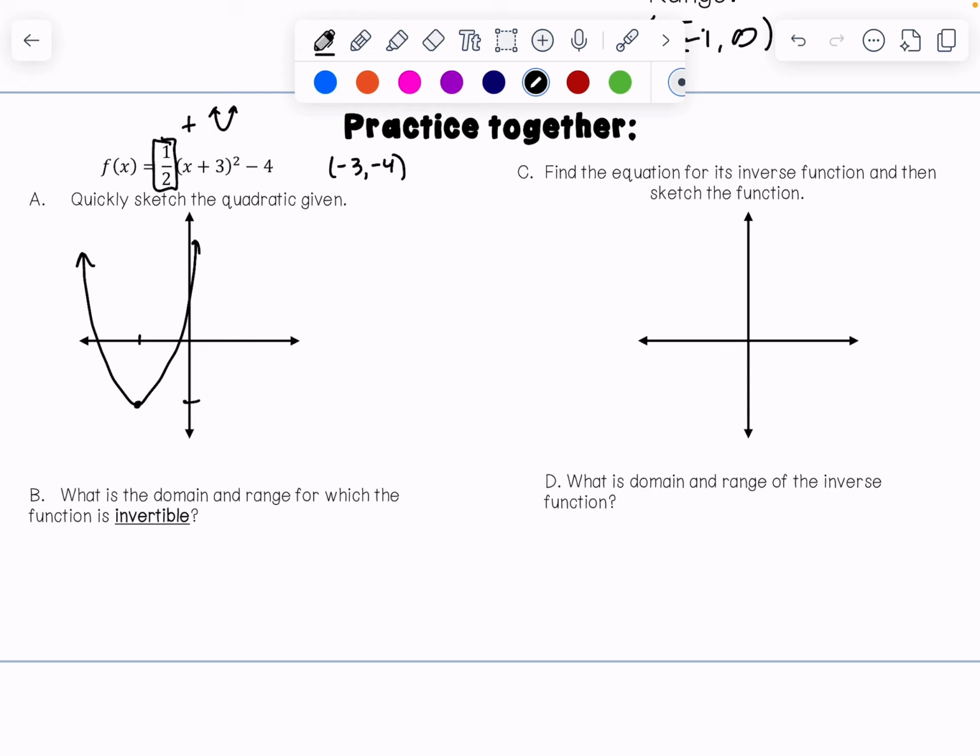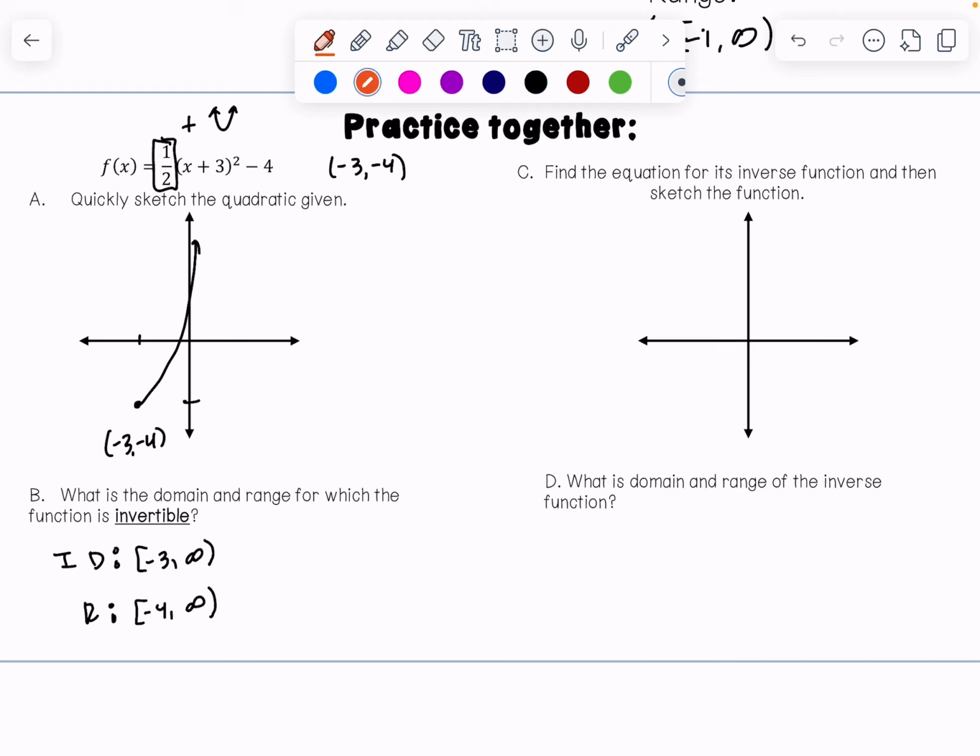So this is looking at the entire function itself. But I know that we're going to eventually want to make it invertible. So this is that idea. It says, what is the domain and range for which the function is invertible? As soon as I see that word saying, hey, if I want to invert it, I know that I must restrict the domain. I must cut off half. Well, we now know that we're going to cut off the left half. So this is -3, -4. So my invertible domain, the domain that I'm going to use to invert, is from -3 to infinity, and that range is from -4 to infinity.